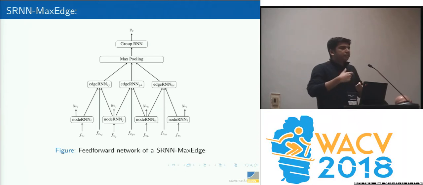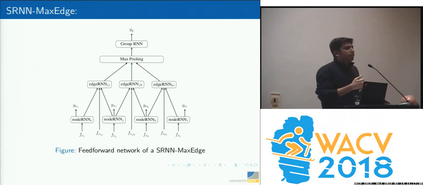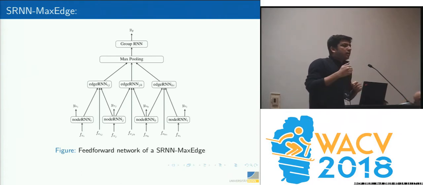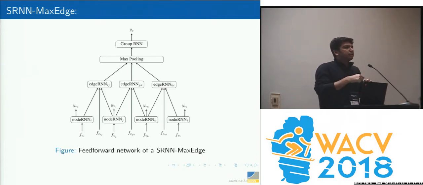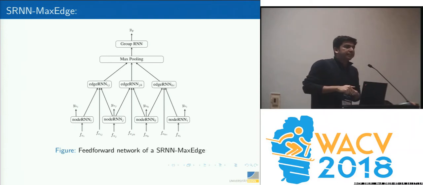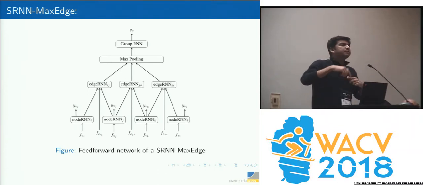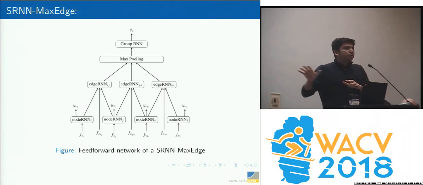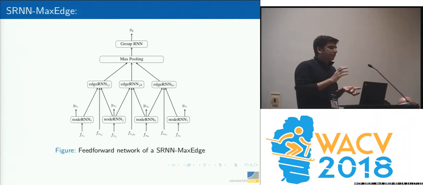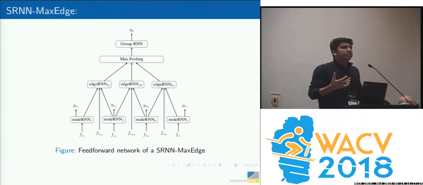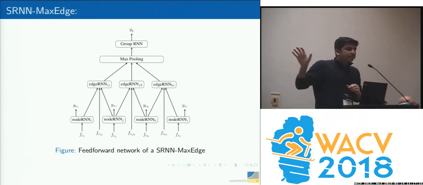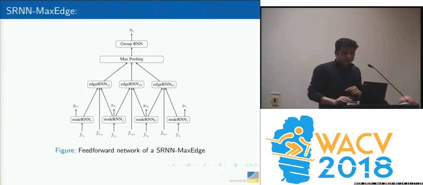In the next scenario, we have just reversed the order. Instead of taking edges as input towards the nodes, we take nodes as contributing towards the edge, and then do the group activity recognition. So it's just the reverse of the original method. In both cases, we don't need the number of nodes to be fixed or the number of edges to be constant. That's the major advantage we have tried to focus on.